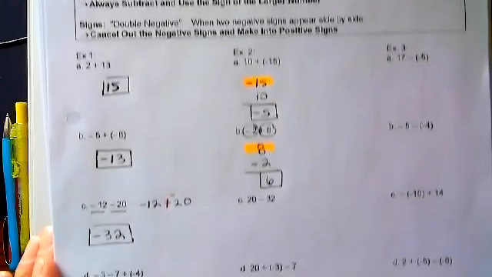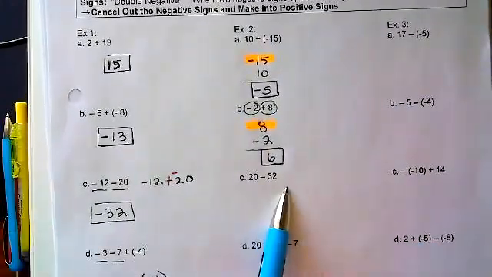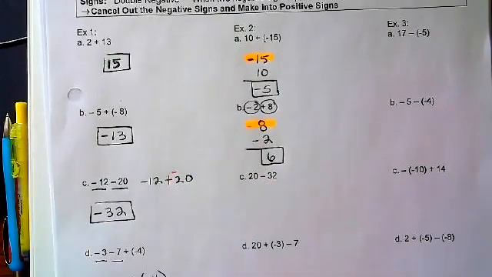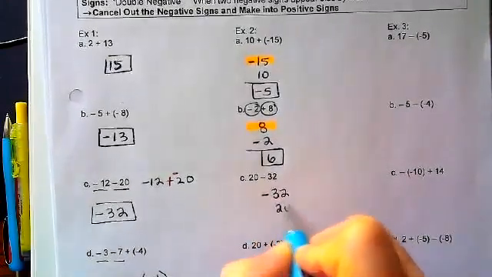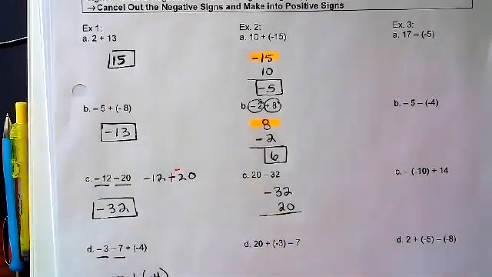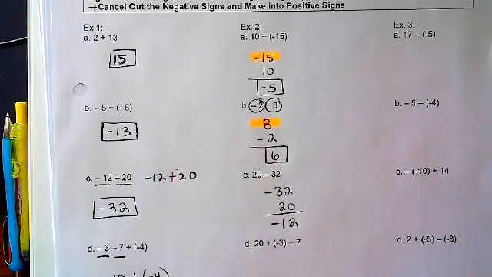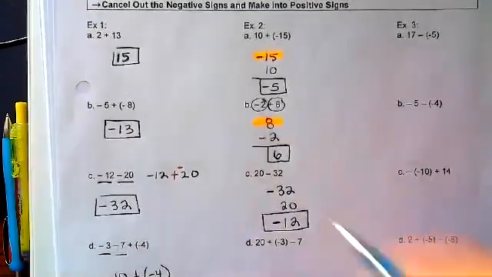Looking at letter C, this kind of just looks like a subtraction problem that you're used to, 20 minus 32. But because you're subtracting a larger number, you would want to think of that as a -32 and a 20. And yes, you are subtracting, but you have to put the bigger number on top if you're working that vertically. So our answer would be a negative 12.